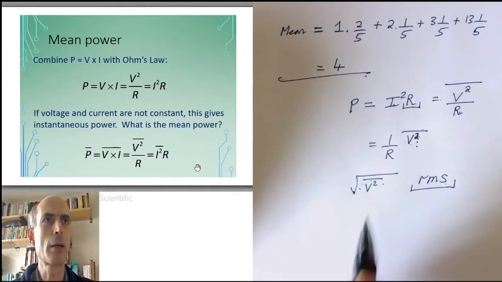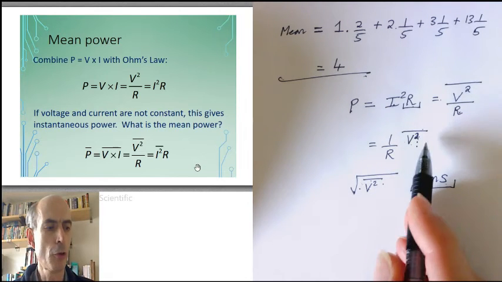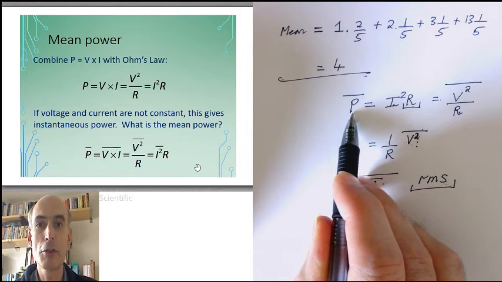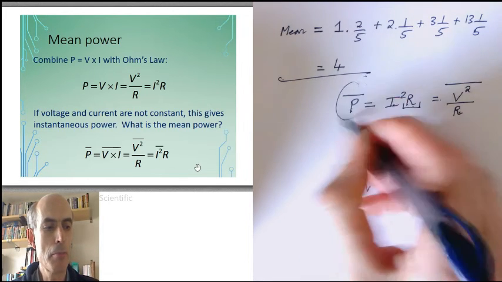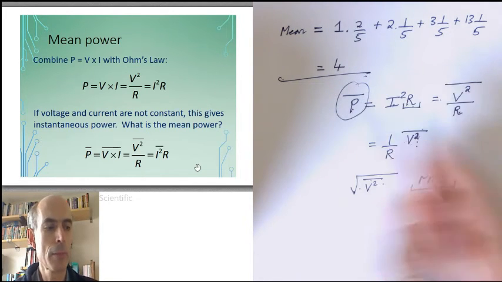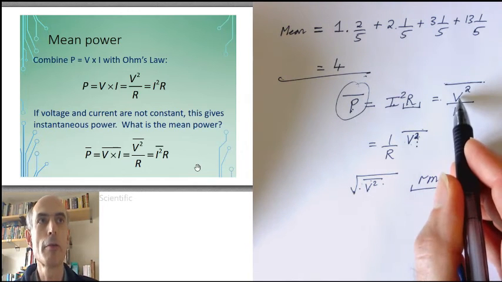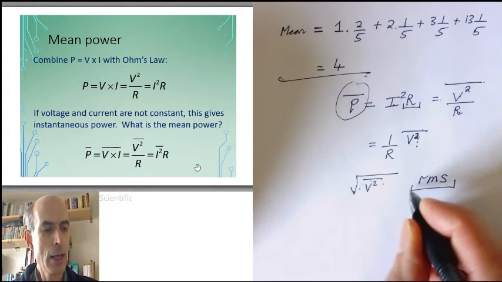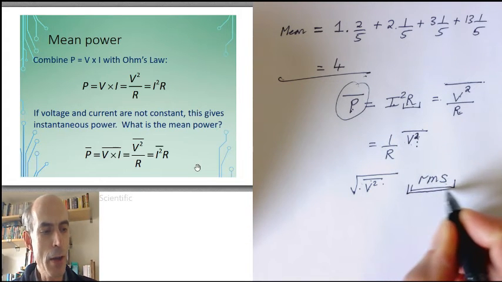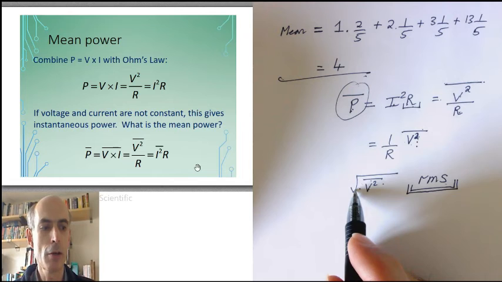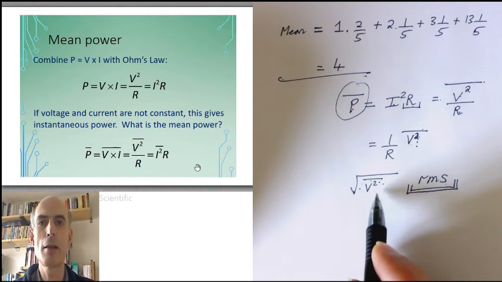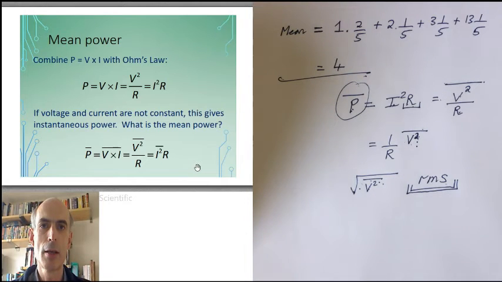Oh, I should just check that people are familiar with this terminology. Drawing a line over something like that means take the mean value. That is the mean value of the power. That is the mean value of the square of the voltage divided by the resistance. Anyway, back to this. This is the RMS average, the root of the mean of the square of the voltage. And it's probably the most useful type of average that we'll be dealing with in this module.